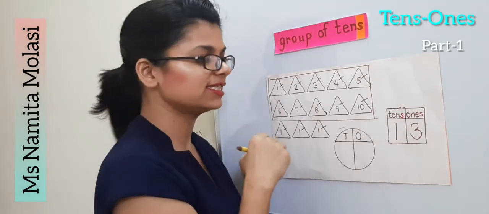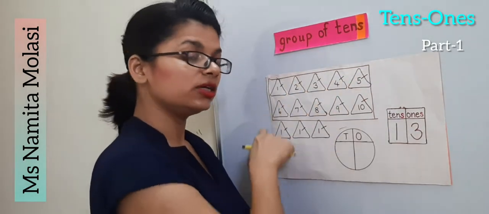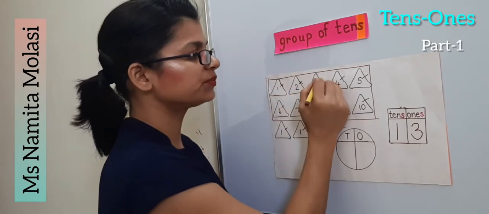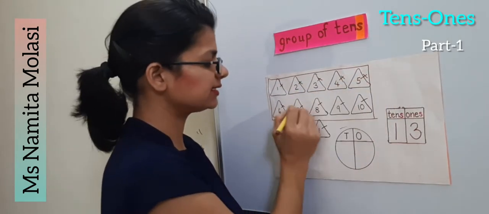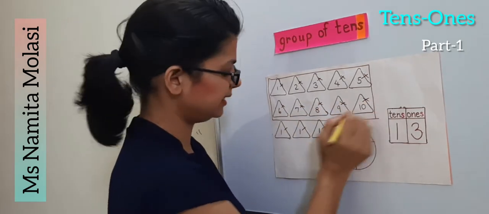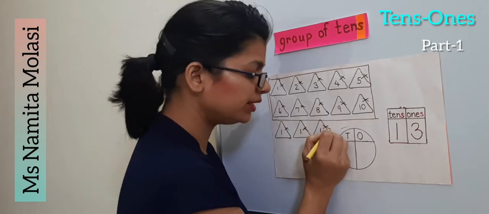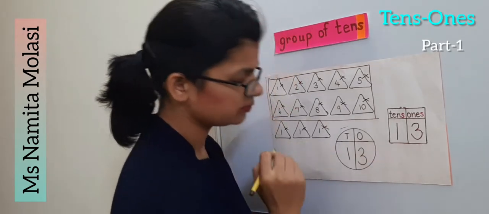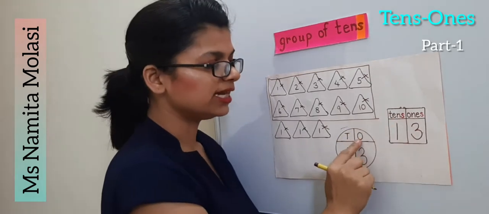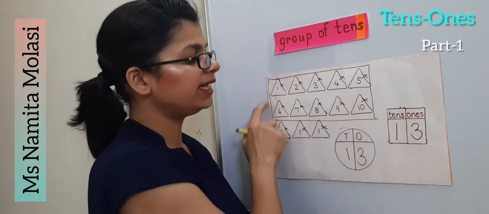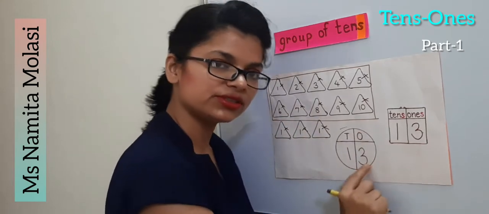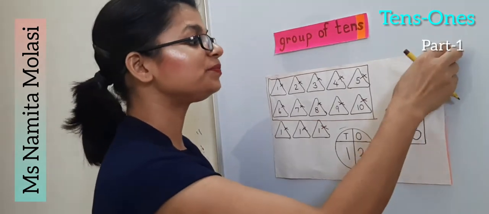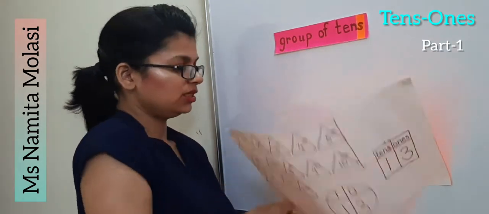Okay. Now, time is to count them all together. So let's put a small cross and count in total how many triangles we have, okay? In total. So 1, 2, 3, 4, 5, 6, 7, 8, 9, 10, 11, 12, 13. We have 13 triangles. So I'm writing 13. T stands for tens and O stands for ones. You see, either you count by the group or you count them all together, the answer is the same because the number of triangles is the same. I hope you understood.